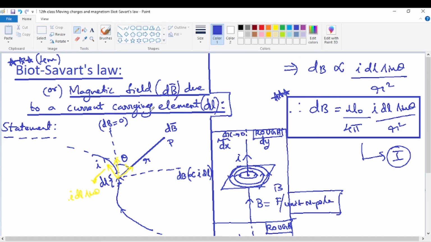It has very wide applications. That's why it is almost the most important law in electromagnetism. Another law also exists, as I said at the beginning of this topic, Ampere's law. In certain situations that will be more useful, and in certain situations Biot-Savart law will be more useful. Whatever topic can be derived using Biot-Savart law, using Ampere's law also it can be derived.